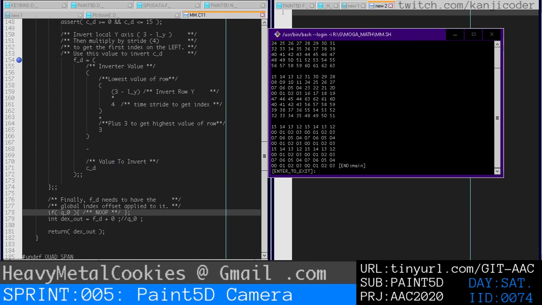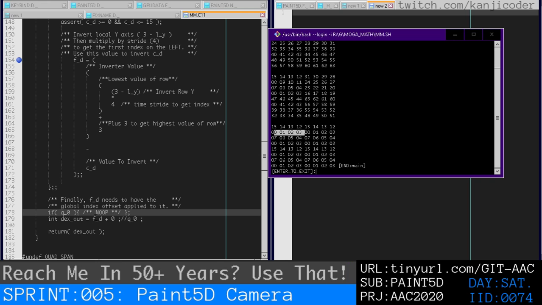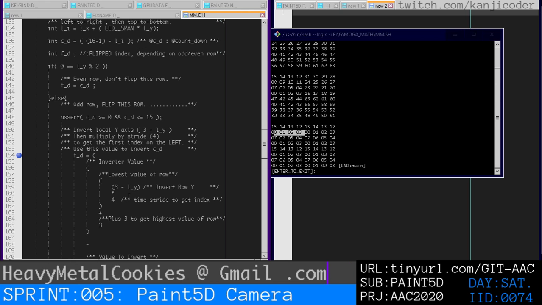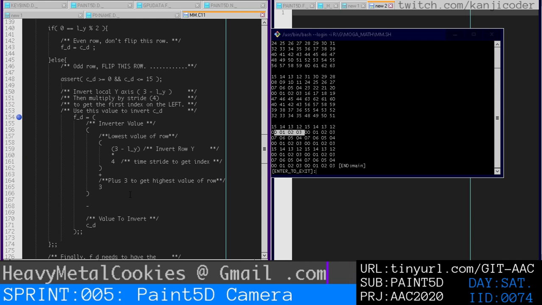So 0, 7, 0, 15. So there's more than one mistake here, because this is also 0. So before we even worry about this transformation, we should be like, well, what's wrong with here?